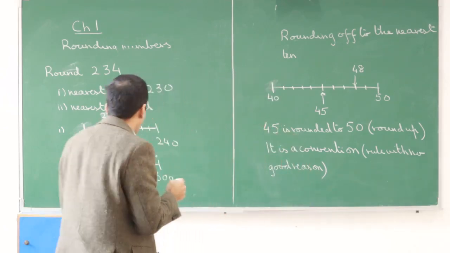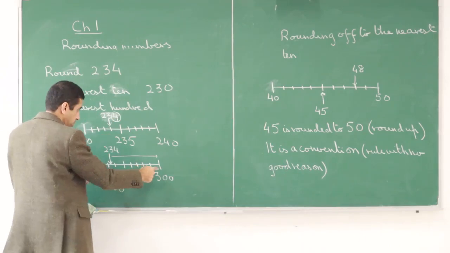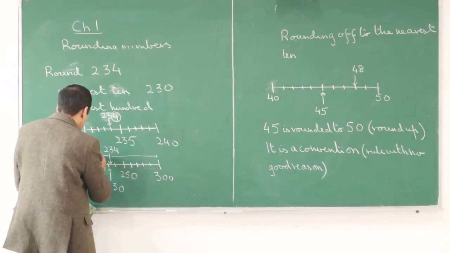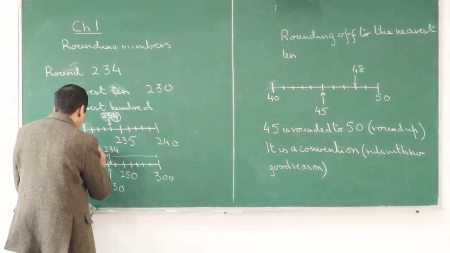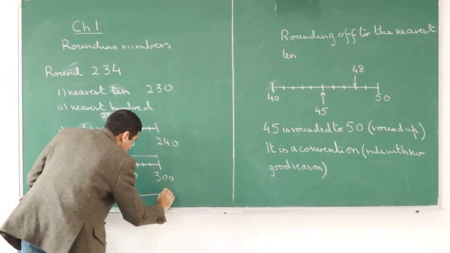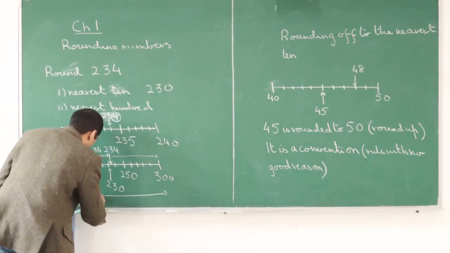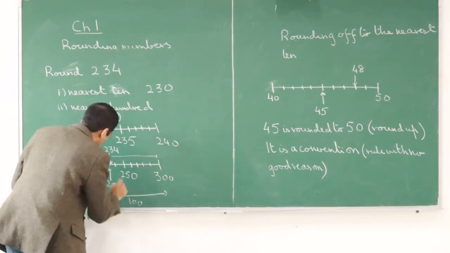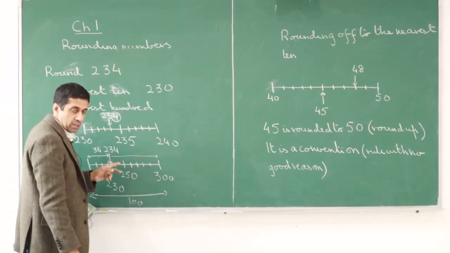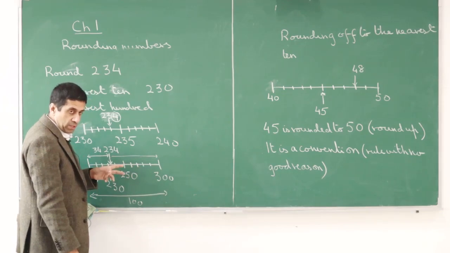This is 300 to 200, which is 100. This distance is 34. Do you understand this? This distance is 100, right? This is 100. This is 34. So how much is this? 100 minus 34. Which is?